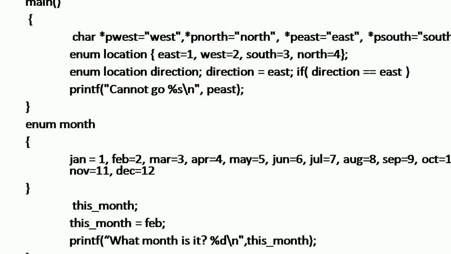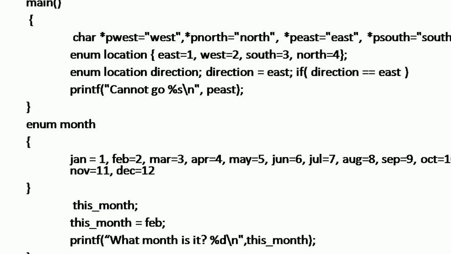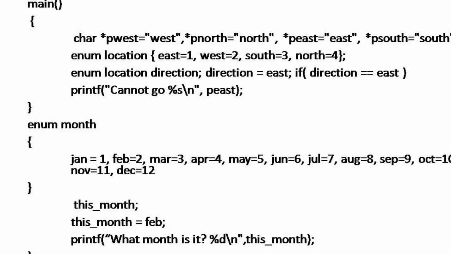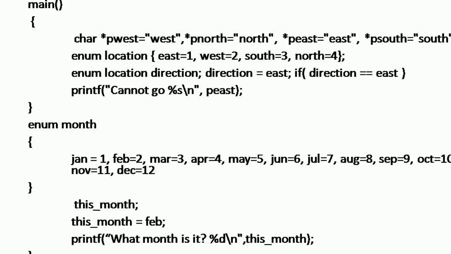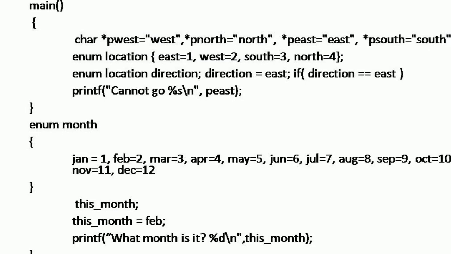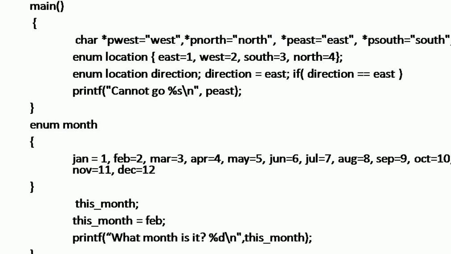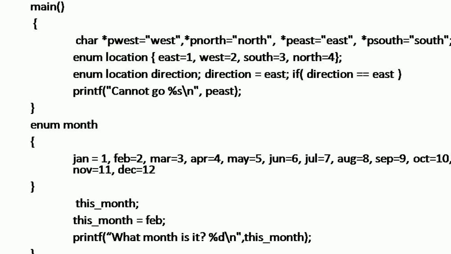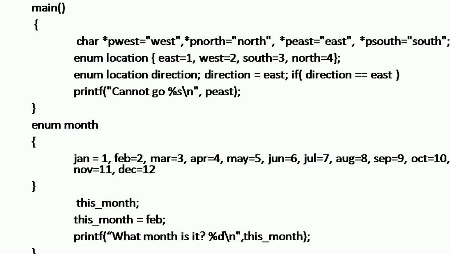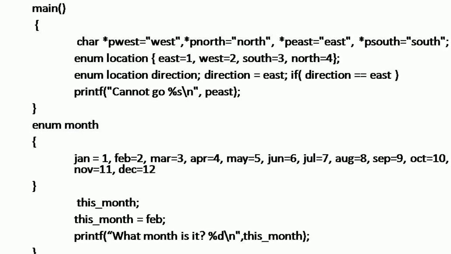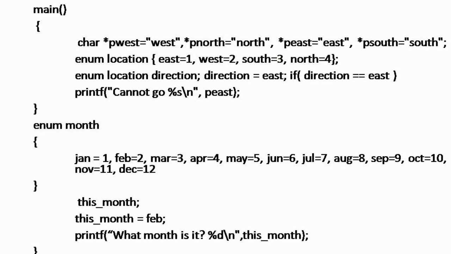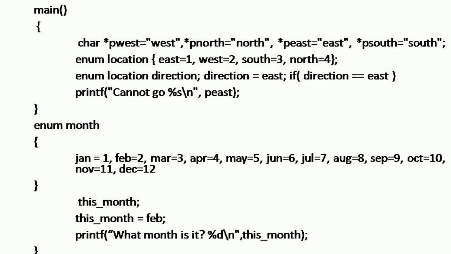enum month, curly braces start, JAN equal to 1, FEB equal to 2, MAR equal to 3, APR equal to 4, MAY equal to 5, JUN equal to 6, JUL equal to 7, AUG equal to 8, SEP equal to 9, OCT equal to 10, NOV equal to 11, DEC equal to 12. These are the month declarations, with curly braces started and closed. In between, the 12 belong to different months.